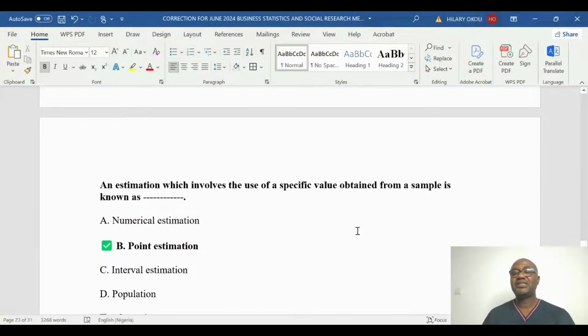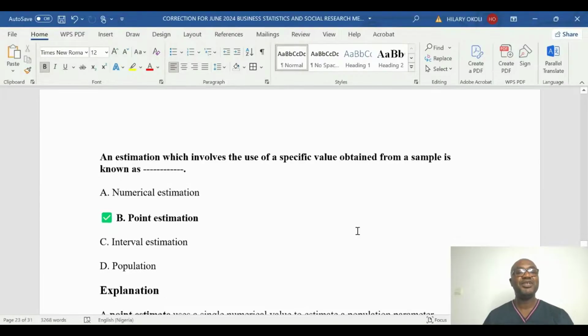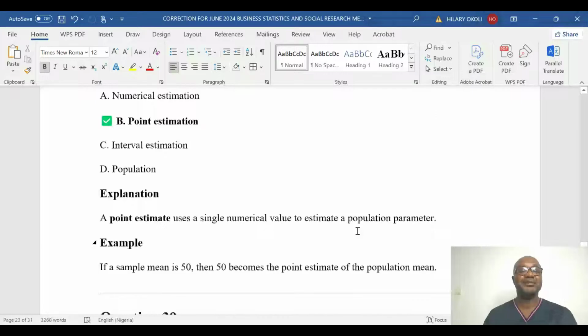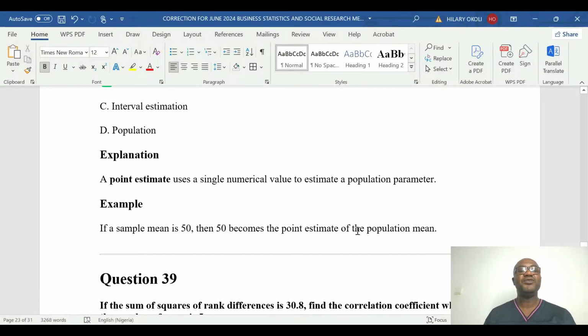So the next observation here is that an estimation which involves the use of a specific value obtained from a sample is known as point estimation. A point estimate uses a single numerical value to estimate a population parameter.